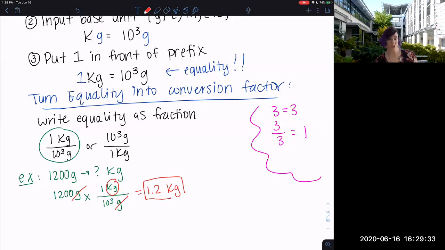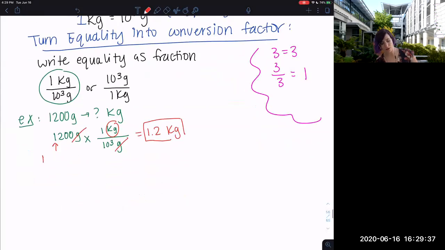So that's essentially how we're using it. So what are we doing? We're not changing the measurement. We're just changing how we tell you, how we represent it.